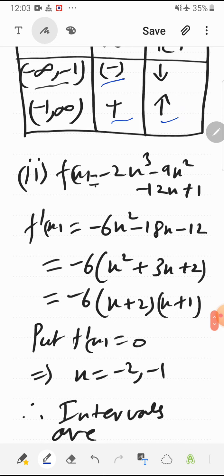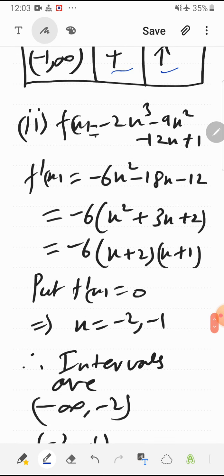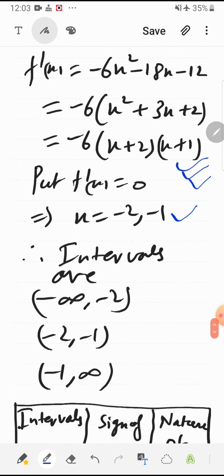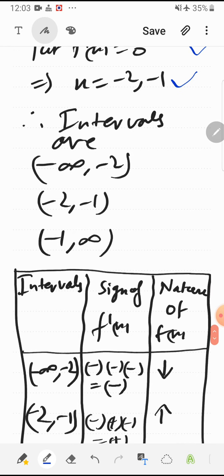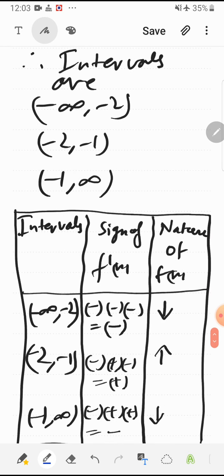Let us pick one more function, minus 2x cube minus 9x square minus 12x plus 1. Take the derivative, minus 6x square minus 18x minus 12, then take minus 6 common, and I strongly recommend that you always factorize your derivative. This will help you in checking the required intervals. Now put f dash x equal to 0, so x will be minus 2 and minus 1. So the intervals will be 3: minus infinity to minus 2 first, then minus 2 to minus 1, and minus 1 to infinity. Again, as we did in the last question, we make a table. Now for the first interval, put any point, let it be minus 3.